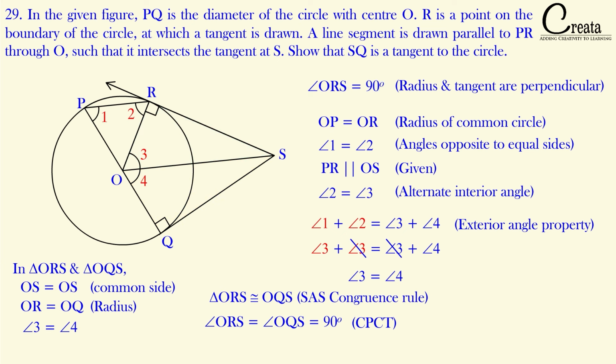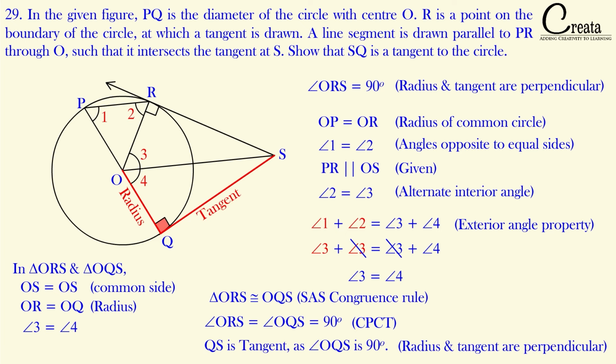Further, we got this angle as 90 degrees that we are looking for. The angle between the radius and the tangent is 90 degrees, and OQ is the radius. So QS will be the tangent to this circle. We have proved QS is the tangent to the circle. Got it? So that is the answer of the question.